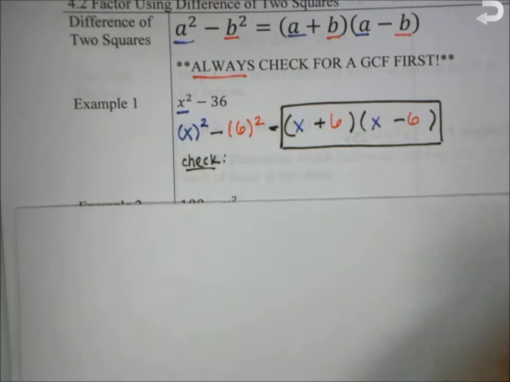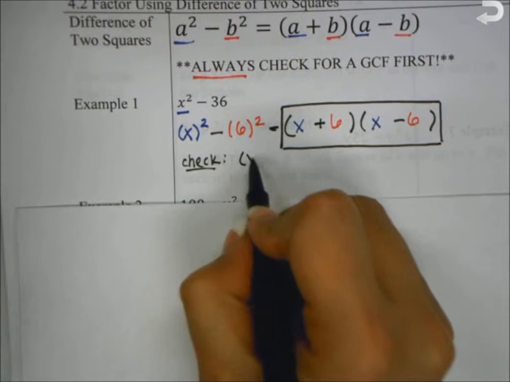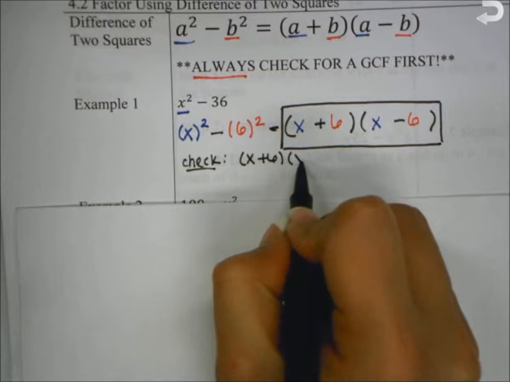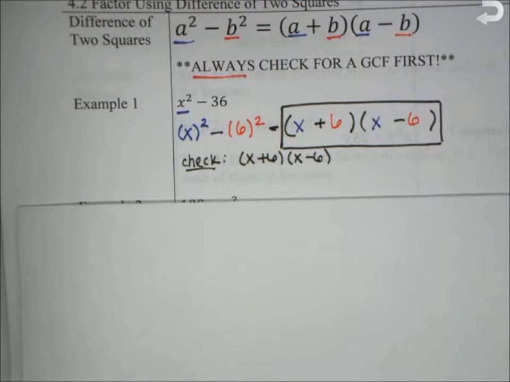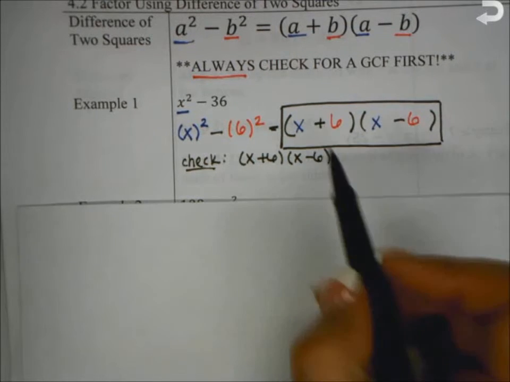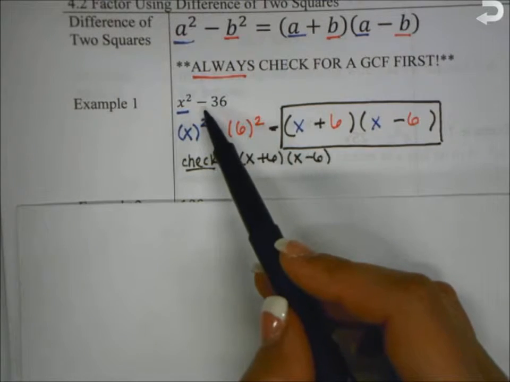How would I check that this is correct? Ellen, you do the FOIL method. What is it that we actually did here? We just broke it apart, right? To check if our answer is correct, let's put it back together.